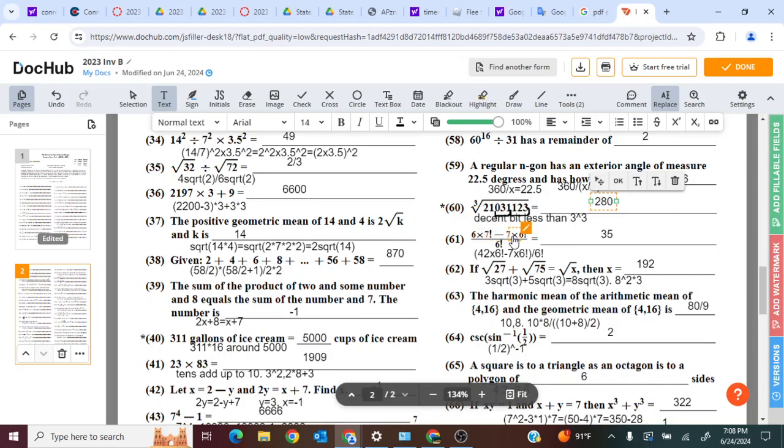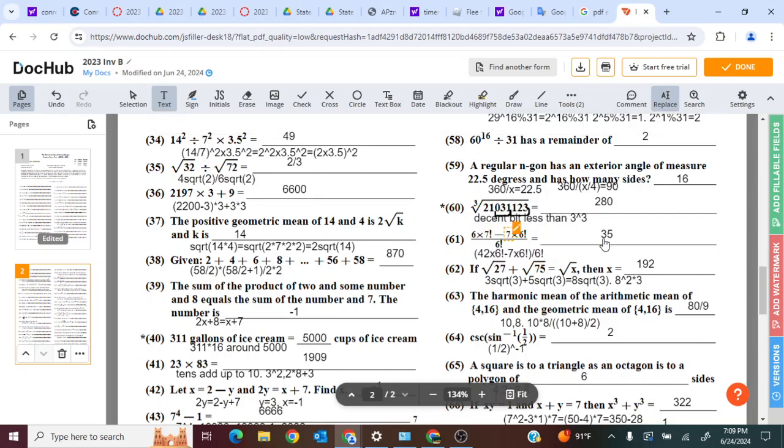3 times 7 factorial minus 7 times 6 factorial. If you multiply by 7 and divide by 7 over here, you get 42 times 6 factorial. And now everything's in terms of 6 factorial, so 42 minus 7 gets you the answer of 35.